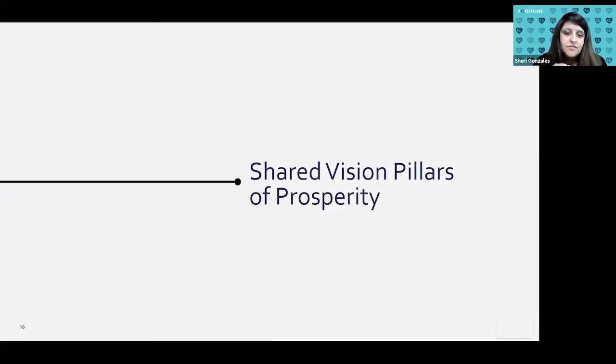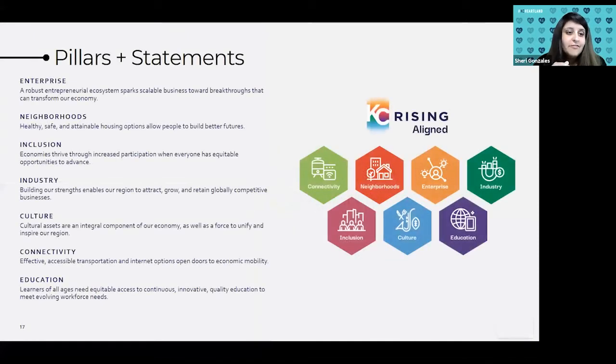Keep going. And so these are the 7 pillars. We're looking at entrepreneurship, neighborhoods, inclusion, industry, which is where we're playing to our strengths. Culture is sort of arts and sports and food that make a community a nice place to live. Connectivity includes transportation and broadband, and then education is across the continuum for all learners, not just sort of K through 12. And so then we do double click, go ahead and go to the next slide.